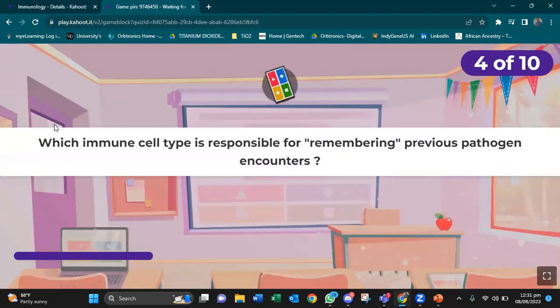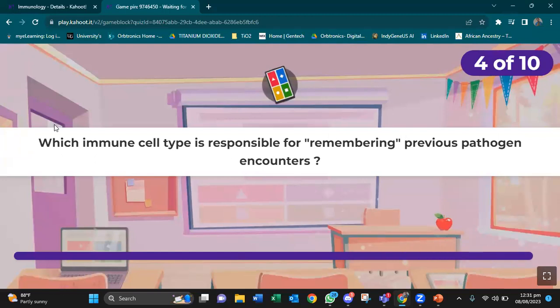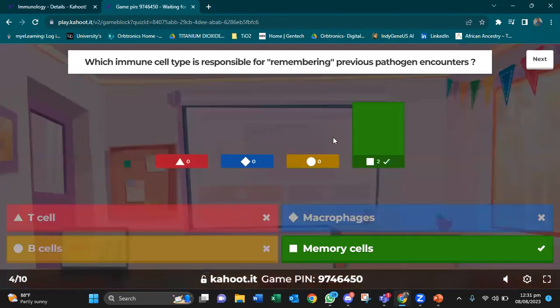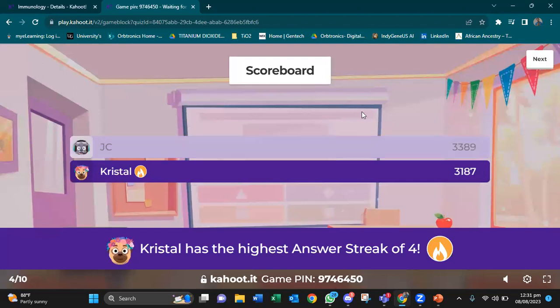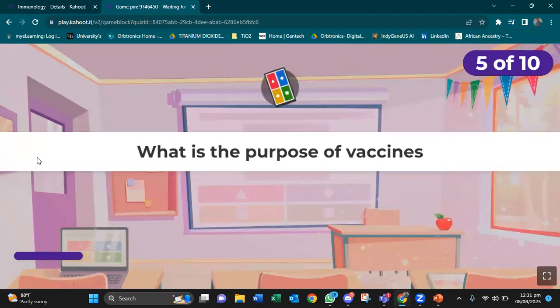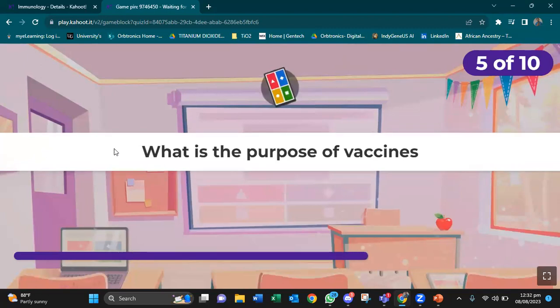Next question: which immune cell type is responsible for remembering previous pathogen encounters? T cells, macrophages, memory cells, or B cells? Yeah, that is correct, your memory cell. So Giovanni is still at the front. What is the purpose of vaccines?